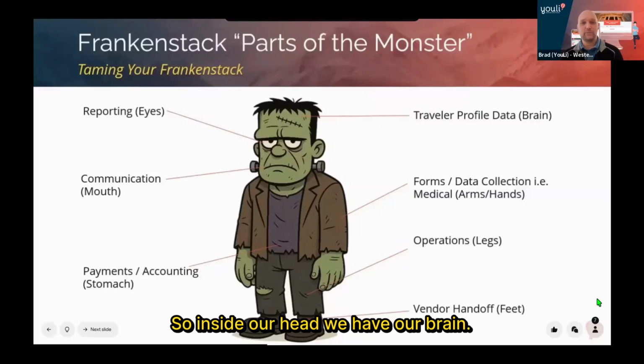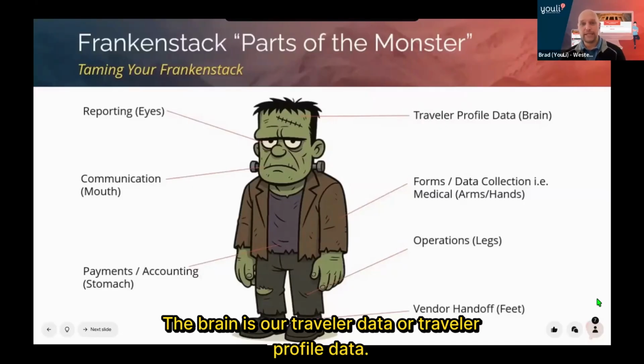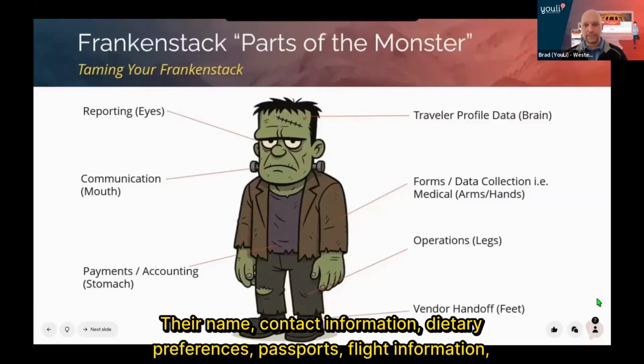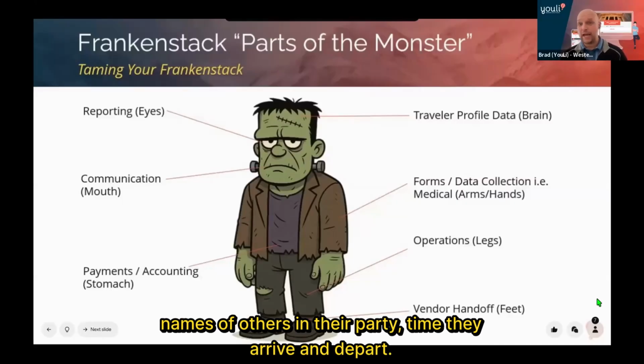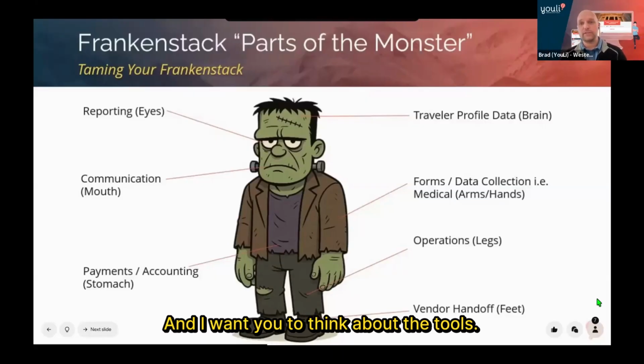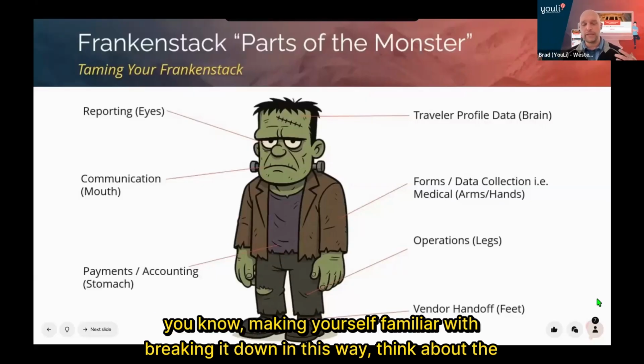So inside our head, we have our brain. The brain is our traveler data or traveler profile data. So think about all the information you've collected on your travelers: their name, contact information, dietary preferences, passports, flight information, names of others in their party, time they arrive and depart. The list goes on and on and on. And that's all sitting up in our brain. And I want you to think about the tools. You don't have to do anything with it now. Just start making yourself familiar with breaking it down in this way.